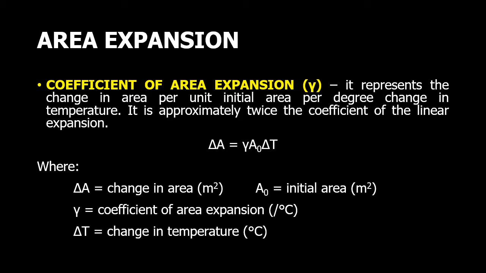So, to determine the extent of an object's area expansion, we use this formula below. So, this formula is just like the previous, but with some variables changed. So, instead of L, we now use the variable A, which means the change in area and your initial area, respectively. And instead of alpha, we now use gamma, which is your coefficient of area expansion.